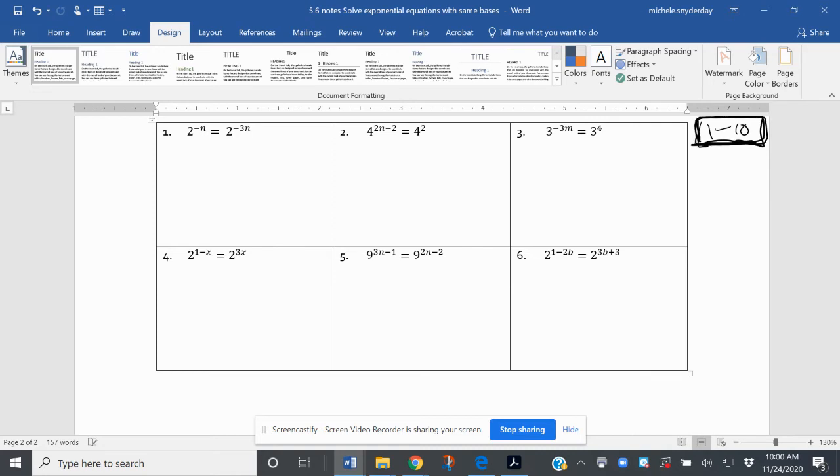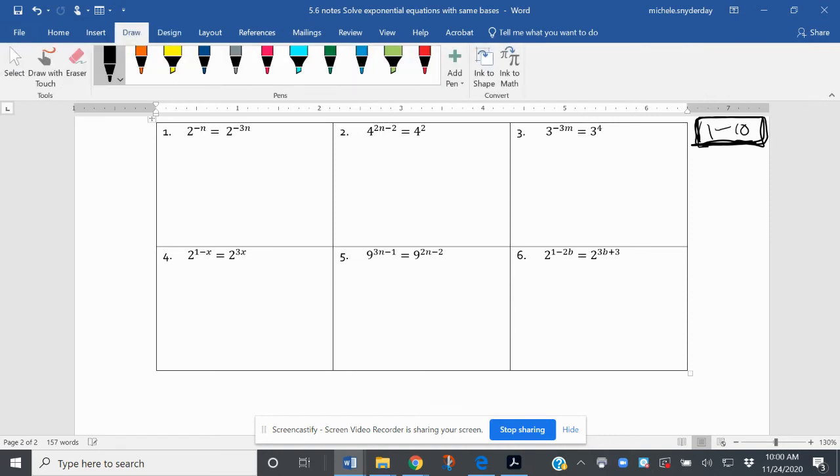Okay, we are looking for like bases. And all of these are like bases today. That's what we're doing. We're solving exponents with like bases. So these both have a 2, so those are like bases. Bases are the big numbers. On number 2, 4 is our like base. Number 3, 3 is our like base. Number 4, we have like bases of 2 again. Number 5, we have like bases of 9. And number 6, we have like bases of 2 again. So if we have like bases, then we can just set the exponents equal to each other and solve a very simple little equation.